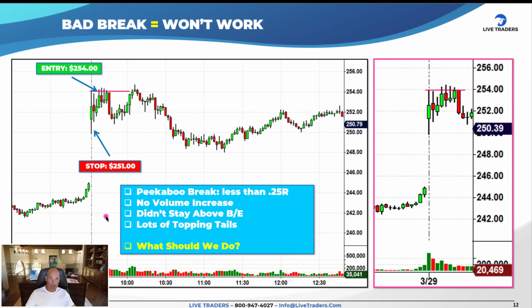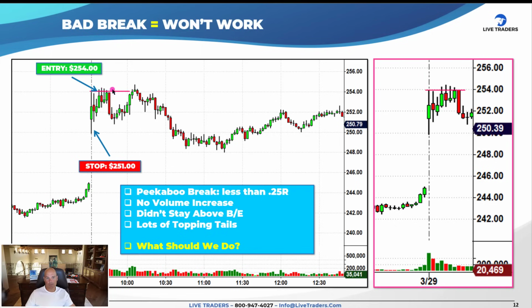So if there are no buyers to be found, we have to assume that there are more sellers than buyers. Now, this could simply be a lack of buyers. Maybe there's not a huge number of sellers. But either way, it's a sign of weakness and lack of commitment. So it pulls back. Didn't stay above break even. You are 13 bars into this trade, and it stays below break even, basically. And it likely stopped you out.